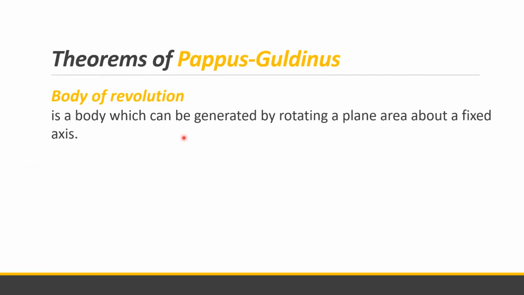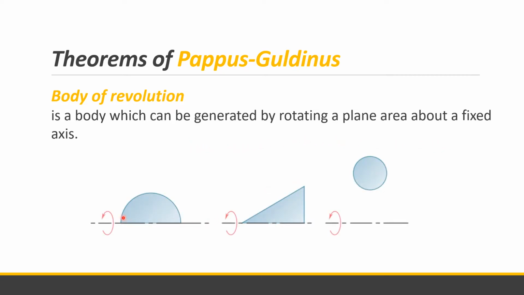So, likewise, meron din tayong tinatawag na body of revolution, which is a body which can be generated by rotating a plane area about a fixed axis. So, yung kanina, we have a semicircle arc, but ngayon is semicircle na area. So, if you were to rotate this semicircle na area, magiging sphere siya, but solid sphere na siya. So, walang hollow na part sa loob. So, for this triangle naman, if you were to rotate this area, magkakaroon tayo ng cone, but solid din na cone. So, hindi na siya hollow.